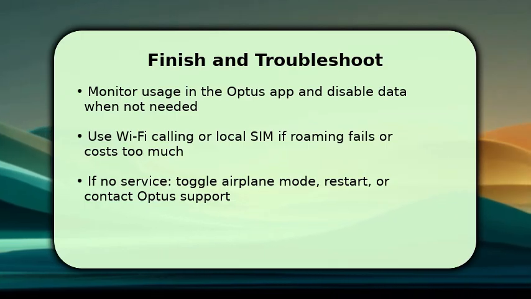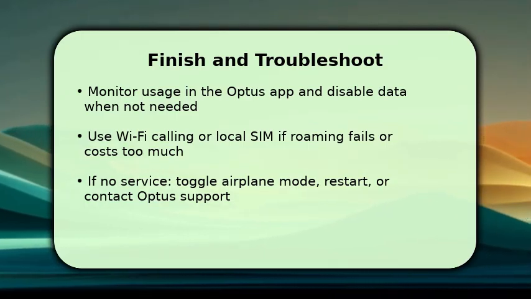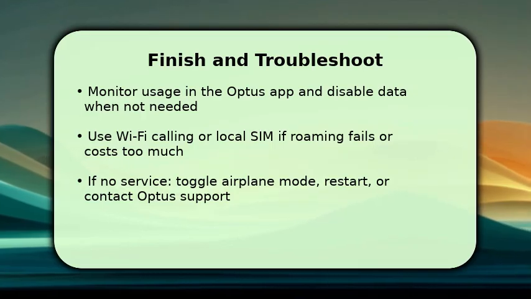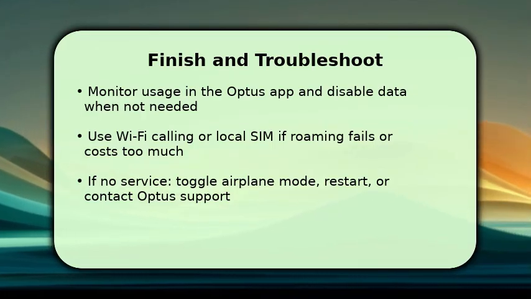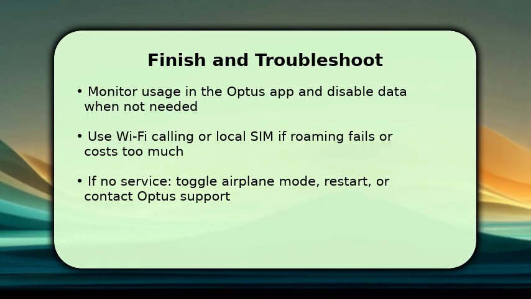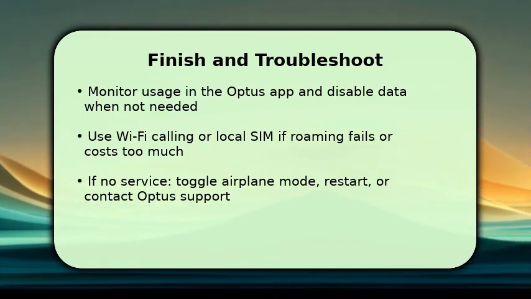If service drops or the add-on didn't apply, toggle airplane mode, restart the phone, and retry network selection. If that fails, contact Optus support for provisioning. One quick tip: try a manual network pick.